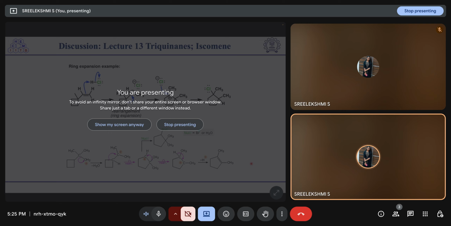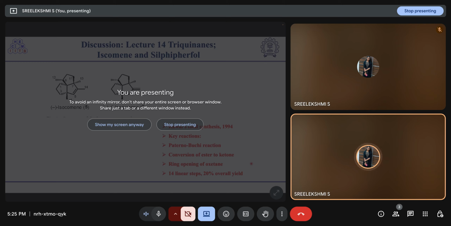Now, the next lecture on triquinanes was the synthesis of alpha and beta isocomanes and sulfurein by Ravel's group, where we have seen the application of the Paterno-Buchi reaction. This isocomane was synthesized by Ravel and co-workers in 1994. They synthesized both alpha and beta isocomanes, and the key reaction was the fragmentation of a bridged system using cyclopentadiene as the starting material.